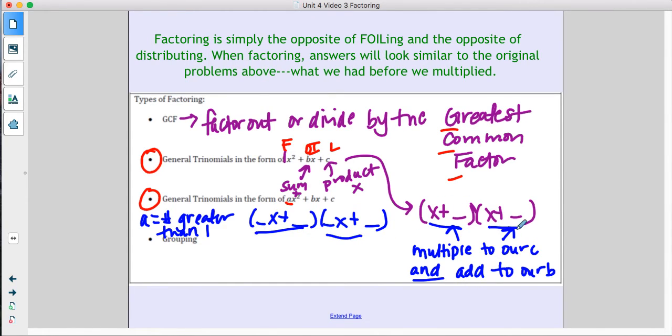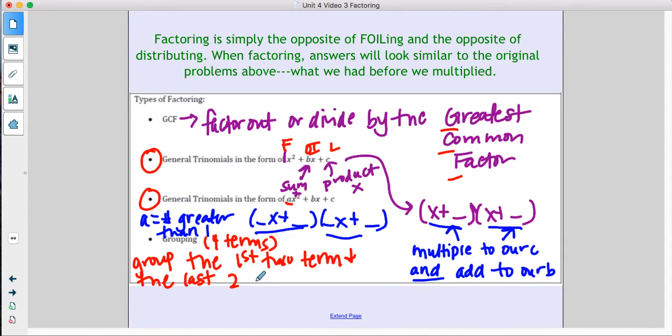Two products being multiplied together. Then grouping. In order to take care of grouping, you need to think about it's always 4 terms. This one has 3 terms, so you'd split it to have 4 terms. The best way to do this is to group the first 2 terms and the last 2 terms, and then take out the GCF of each one.